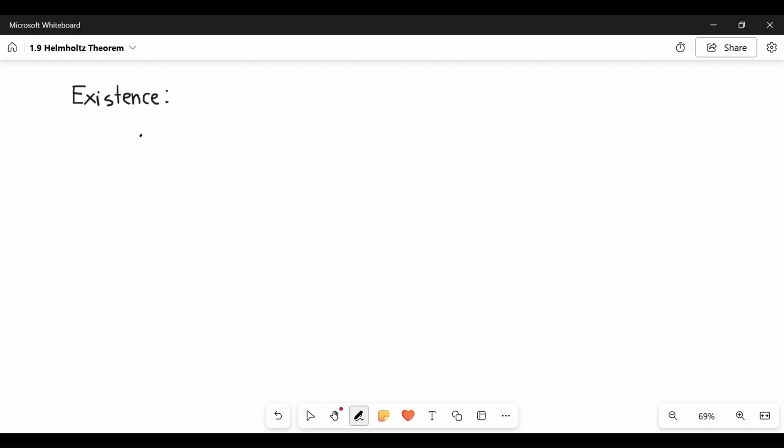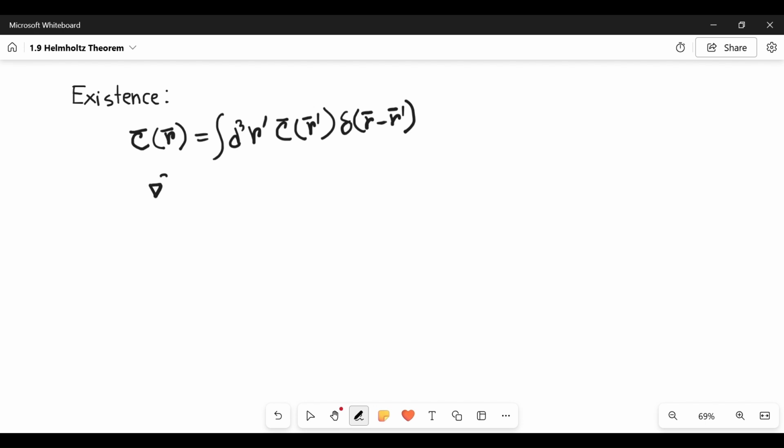According to the definition of Dirac-Delta function, we can write the vector field C at R in this way. Now, there is an identity involved with the Dirac-Delta function, which is Laplacian of 1 divided by modulus of r minus r prime is equal to minus 4 pi Dirac delta r minus r prime.